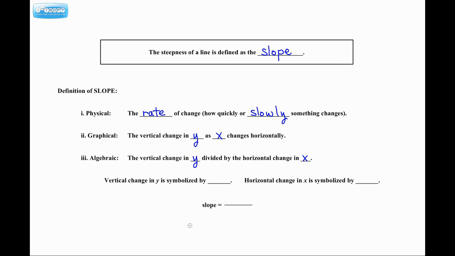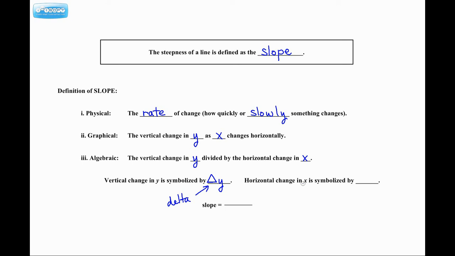Vertical change in y is symbolized by this. It's just a triangle, y. What this means is change in y. This is actually a letter of the Greek alphabet. It's just like epsilon. It's just a different letter. It is delta. So delta y just means change in y. How much did y change from one point to the next?